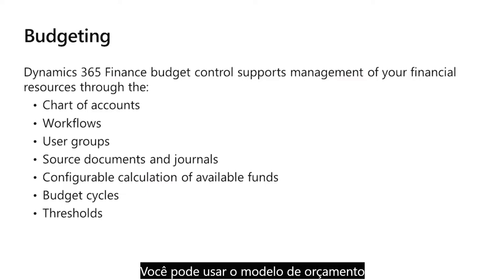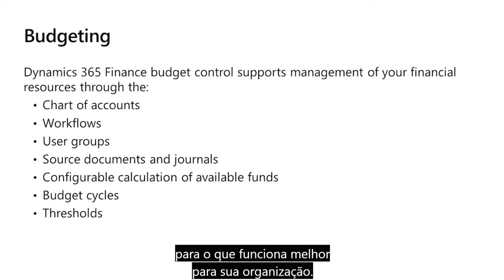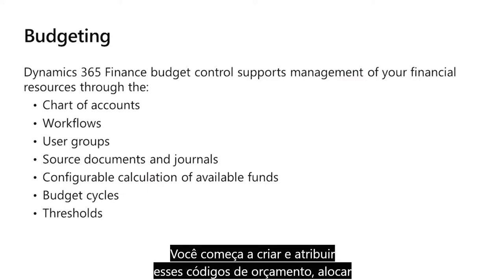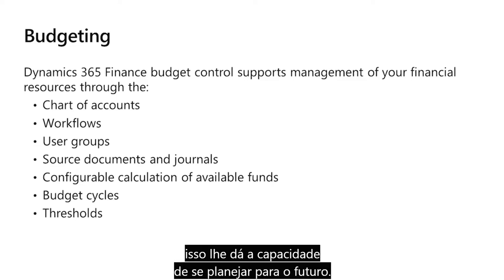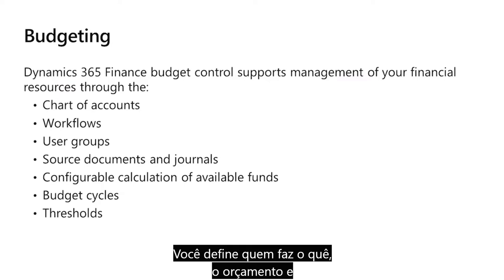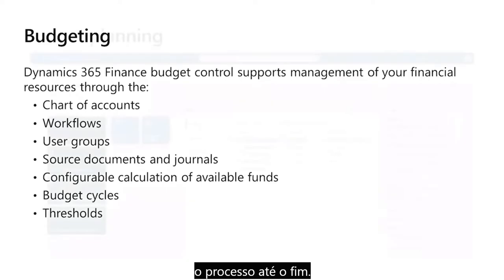You get to use the budgeting model for what works best for your organization. You get to create and assign those budget codes, allocate the funds, and this gives you the ability to plan for the future. You define who does what in the budget and the process all the way through.